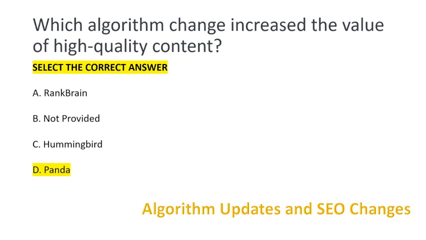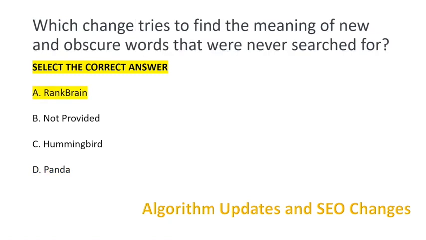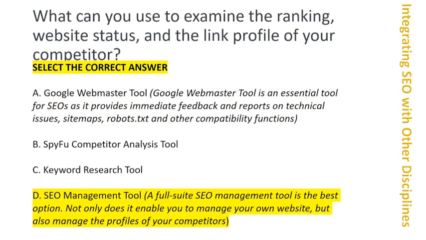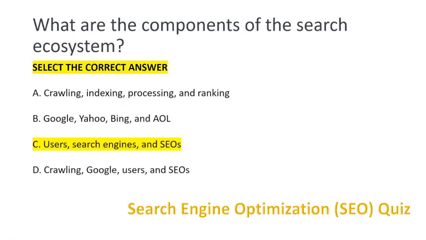Which algorithm change increased the value of high-quality content? D. Panda. Which change tries to find the meaning of new and obscure words that were never searched for? A. RankBrain. Which is the best tool to test the compatibility of your robots.txt with Google? A. Google Webmaster Tool. Google Webmaster Tool is an essential tool for SEOs as it provides immediate feedback and reports on technical issues, sitemaps, robots.txt, and other compatibility functions.